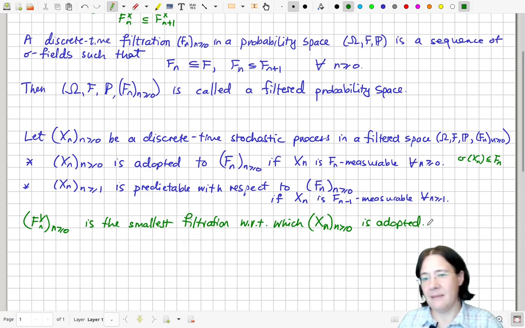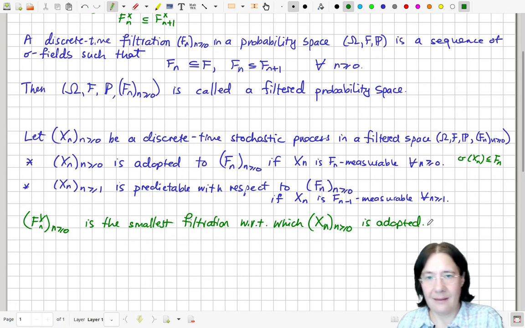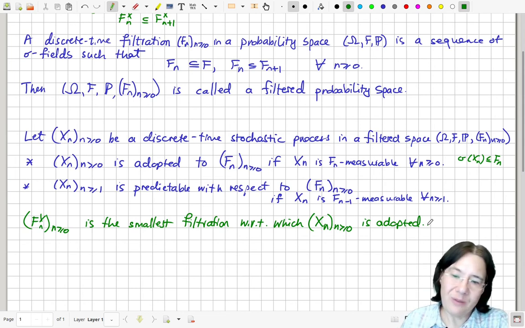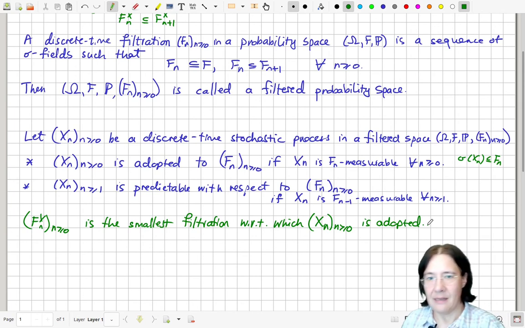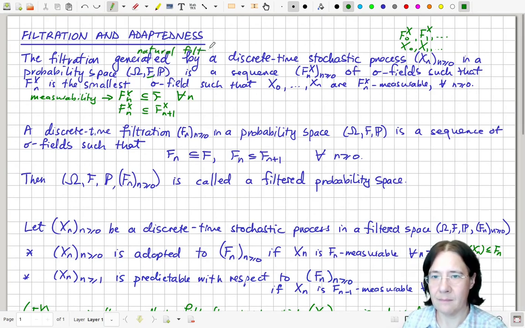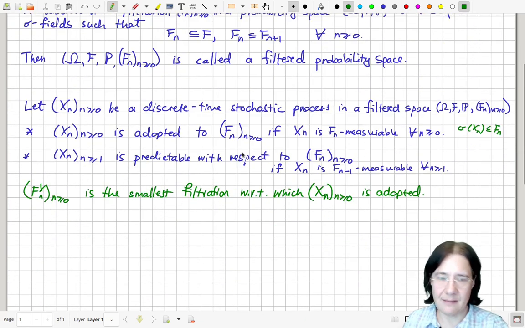Adaptedness means that if a stochastic process is adapted to a filtration, that filtration contains all of the information that we can get from the stochastic process as it evolves over time. And the smallest filtration that contains this information is the filtration generated by the stochastic process. And for that reason, the filtration generated by a stochastic process is actually also called its natural filtration. And I don't believe I wrote it down, so let me do this. Okay, so that is adaptedness.